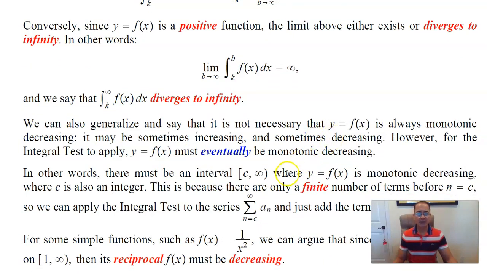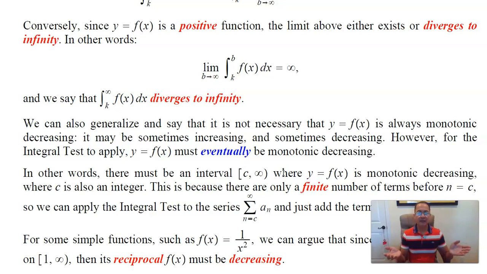your function doesn't always have to be monotonic decreasing on k to infinity. Maybe it increases for a while. Let me use my right hand. Maybe it increases for a while and then it becomes decreasing. Okay? Now, why is that just as good?